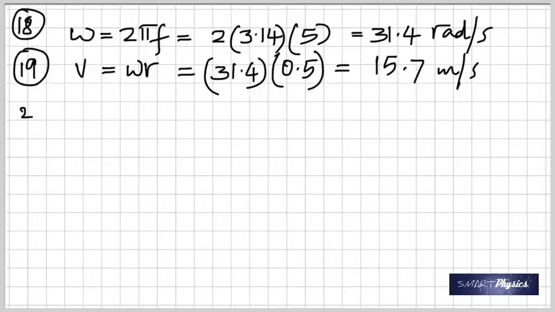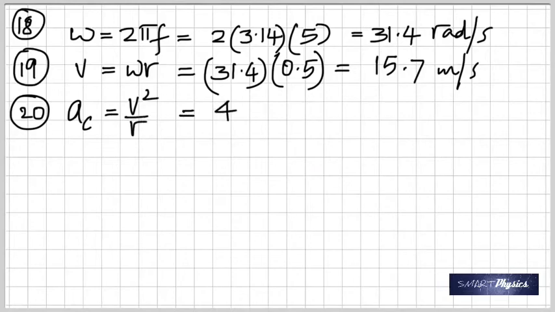Does anybody know the formula for centripetal acceleration? V squared over r, yeah. So centripetal acceleration is V squared over r. You just got the linear speed, and then when you plug it in, it's going to be 15.7 squared divided by 0.5. Check that out, please. Do you get 493? 15.7 squared divided by what? Divided by the radius, which is 0.5.